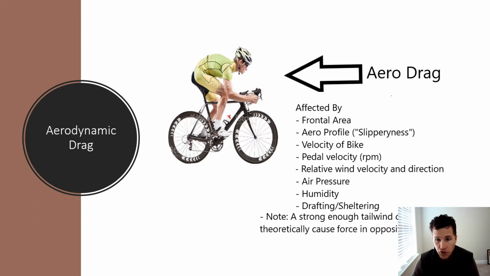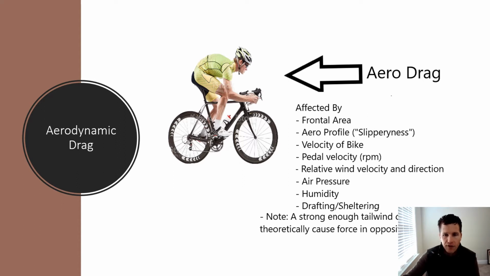If we reduce our surface area, either by getting lower on the bike, lowering our head, or going into a super tuck, these things all reduce the surface area, and so we reduce aerodynamic drag, the amount of air that we're having to push forward.